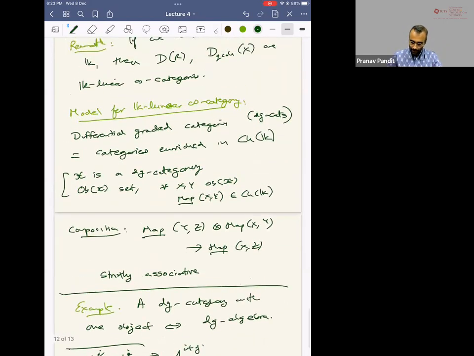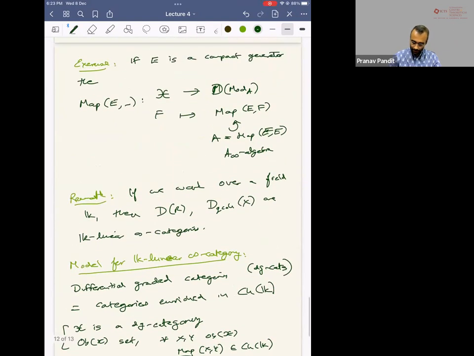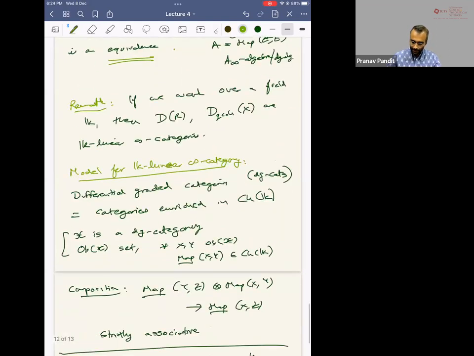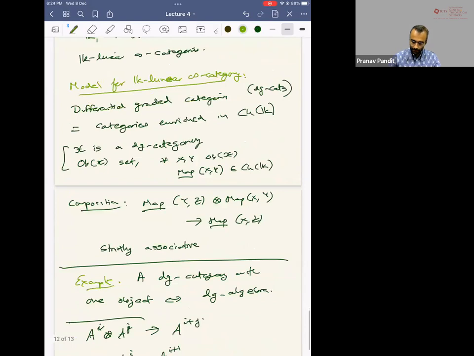So if I go back here, I have this A infinity algebra or DG algebra. And the exercise is to say that this functor from X to the derived category of modules over A is an equivalence if E is a compact generator. I already wrote that. So if you have a compact generator, then this map is an equivalence. So you can think of the category as just the category of modules over the endomorphisms of the compact generator. And in fact, all the categories that arise in geometry, the ones that I wrote down, have this property.